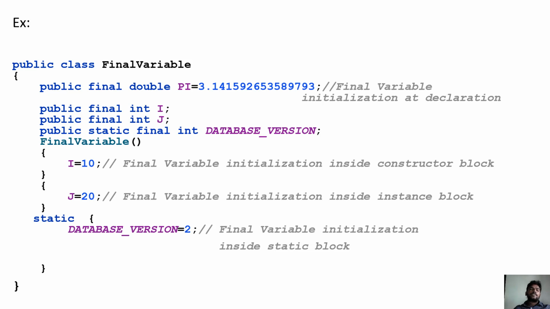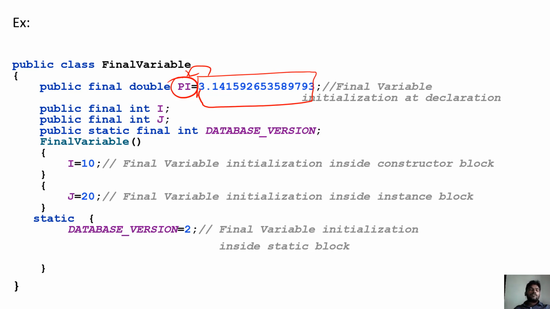Suppose you take an example: I have a class with a final variable. Taking the regular one, I have declared the pi value. At the time of declaration, here I have assigned this value. Here I have performed the initialization operation. This is the first case, very regular.